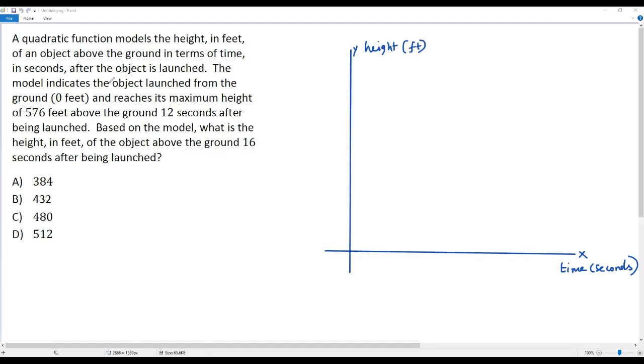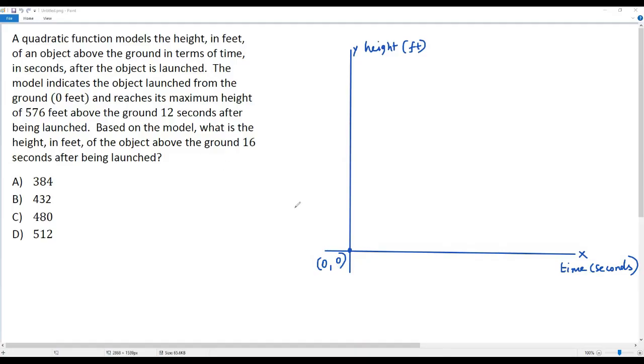According to the given information, the object is launched from the ground, that is at a height of 0 feet. And also when the object is launched, the time is 0. So the object is launched from the origin in the xy plane, (0, 0). That is, time is 0 seconds and the height is 0 feet.